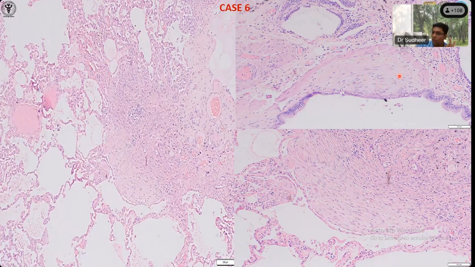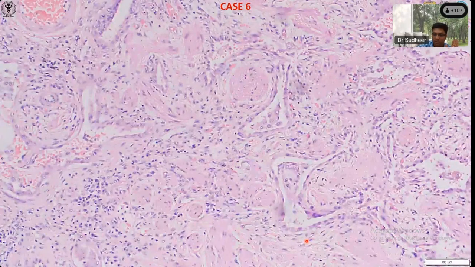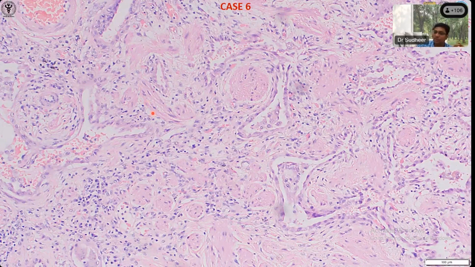If it is more, it occludes the bronchial lumen, then we call it bronchiolitis obliterans, right? If the same plug occludes the alveolar lumen, we call it organizing pneumonia. Okay, so all these features you can see when you have a chronic hypersensitivity pneumonitis. Diagnosis one, right? And sometimes you see smooth muscle metaplasia also in the interstitium. That again indicates the chronicity of the lesion.